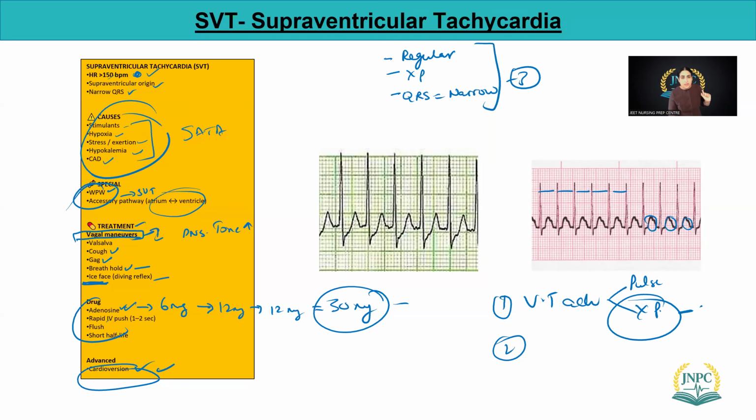And then the second one is your VFib, ventricular fibrillation. Those are the scariest rhythms where we use defibrillation. And other than that, in any other condition, we use cardioversion.